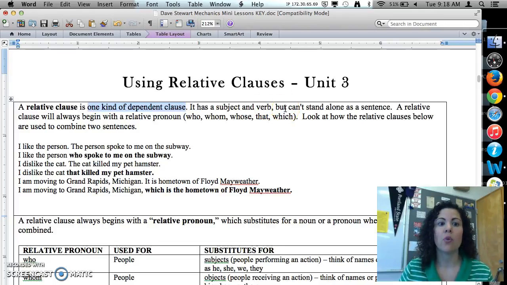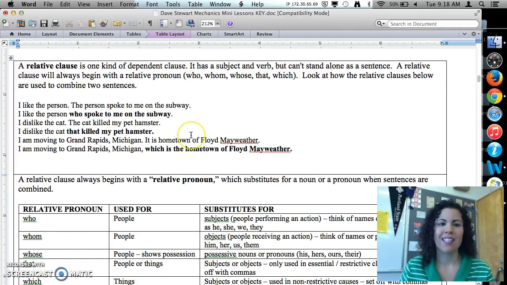A relative clause will always begin with a relative pronoun. So you need to know these words: who, whom, whose, that, and which. So let's look at how the relative clauses below are used to combine two sentences. I like the person spoke to me on the subway. Great. Instead of saying that, we might want to use a relative clause by combining our two sentences with the word who. I like the person who spoke to me on the subway. This combines the two sentences and also makes a complex sentence.